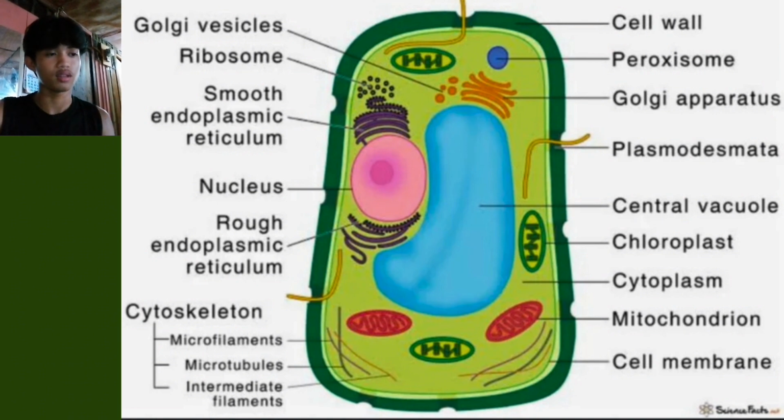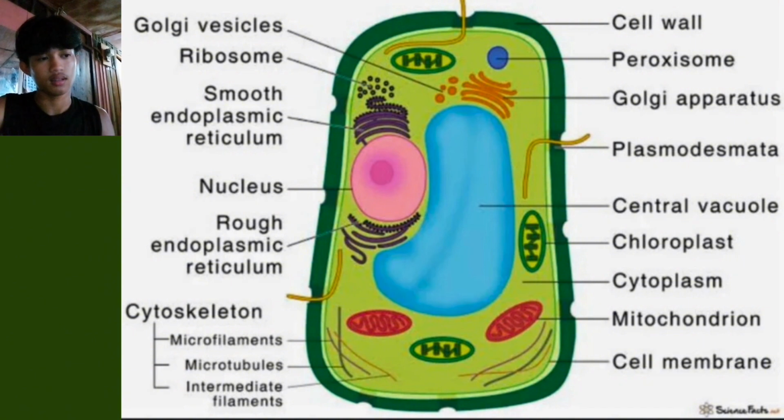Next we have the cytoskeleton. It is a dynamic network of protein filaments within a cell, providing structural support, maintaining cell shape, and enabling cellular movements and intracellular transport. So that is the purpose of the cytoskeleton in the plant cell.